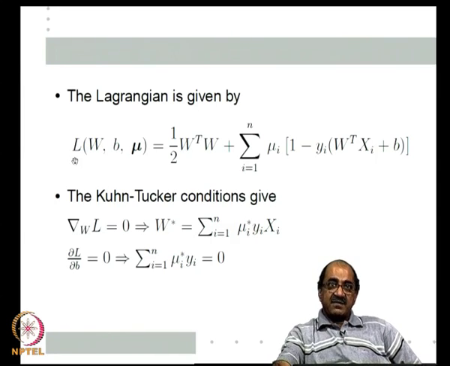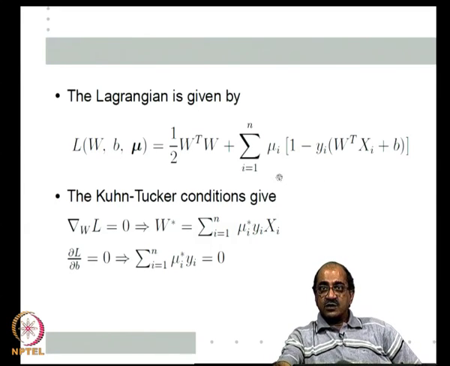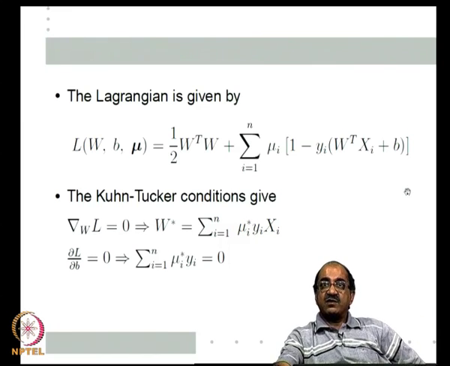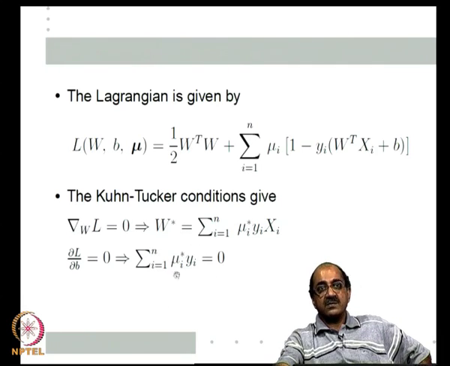If I equate the derivative with respect to b to 0, there is only one term here that gives me b, that will be mu I y I b, summation I equal to 1 to n mu I y I b. The derivative of that with respect to b will be summation mu I y I. So, at optimal Lagrange multipliers, summation I equal 1 to n mu I star y I should be equal to 0, right.